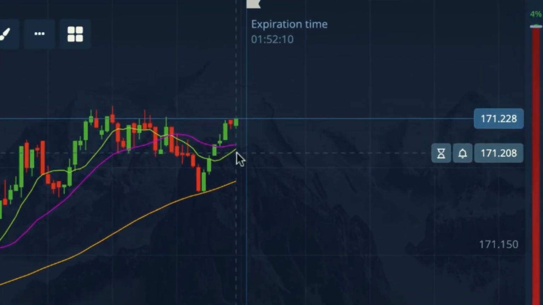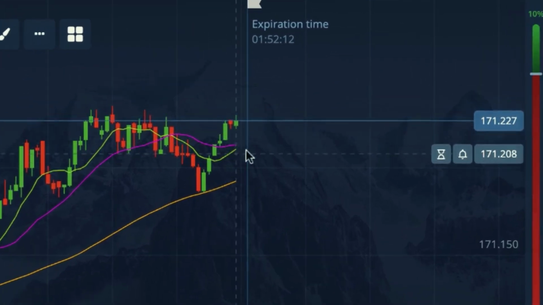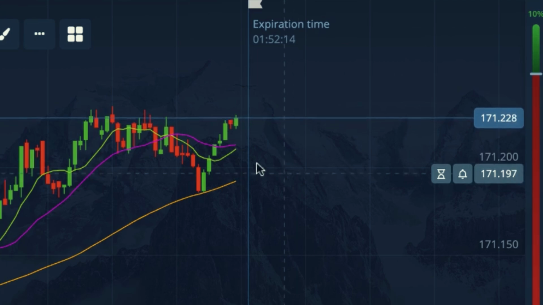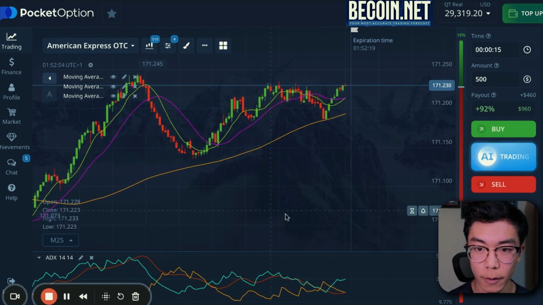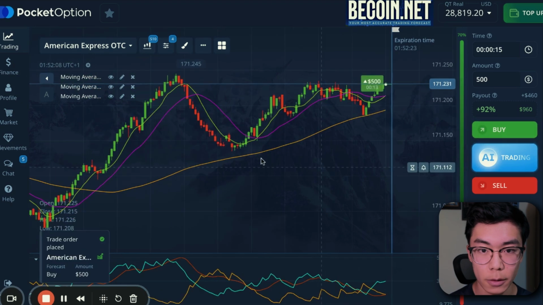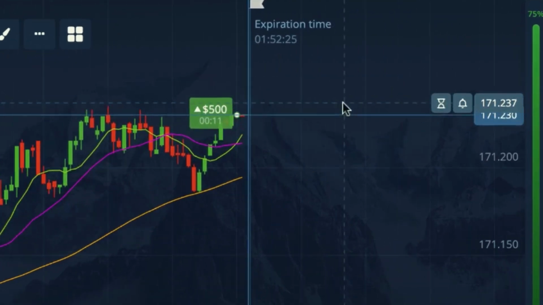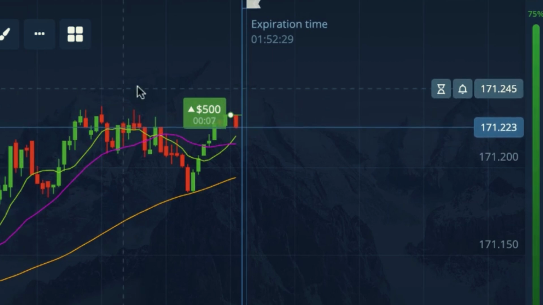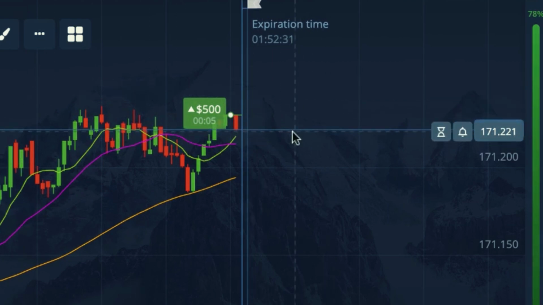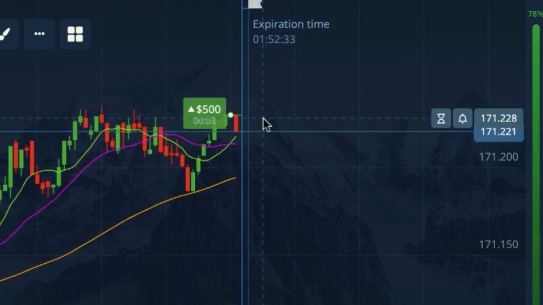It actually might be trending upwards right here. It might be doing a crossover. And if it does do a crossover, it would be the optimal time to buy. However, there is a resistance here, so we do have to take that into consideration. So we're going to ride off this, and it did do the crossover there, but there is a resistance here. So as you can see, it might be a loss.